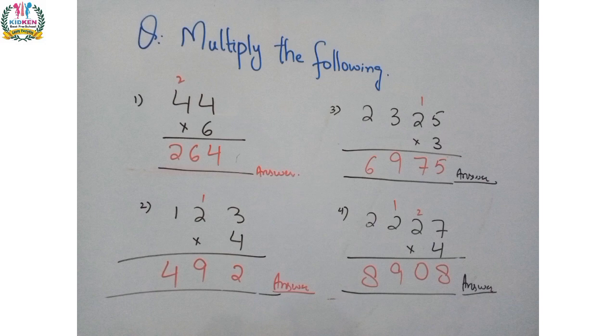Our fourth part is 2227 multiplied by 4. So again you can multiply one by one from the 4. So 4 times 7 is 28. So 8 you can write in the answer box and 2 as a carry. So 4 times 2 is 8 and 2 is 10. So 0 we can write in the answer box and 1 as a carry. So 4 times 2 is 8 and 1 is 9 and 4 times 2 is 8. So we can answer it 8908.